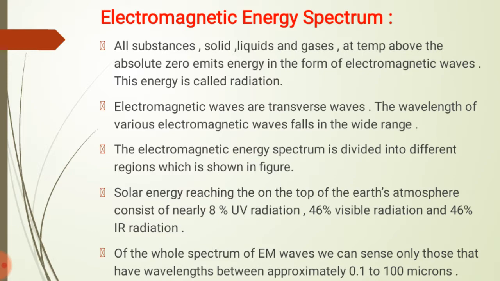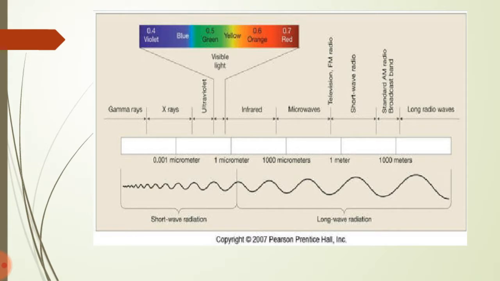That means the electromagnetic spectrum is divided into different regions, and the wavelength of those regions varies, so there is a change in the frequency of those regions. The electromagnetic energy spectrum is divided into different regions, which is shown in the figure, that is the electromagnetic spectrum of radiation. There are different regions in that spectrum, and accordingly they have different wavelength and frequency.